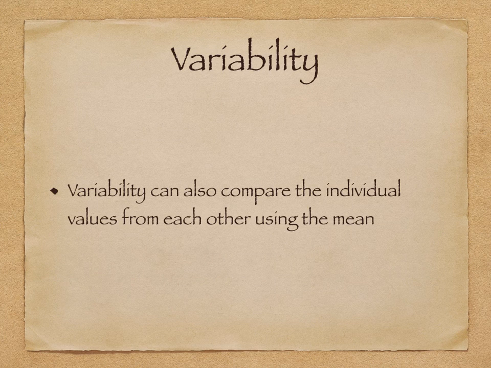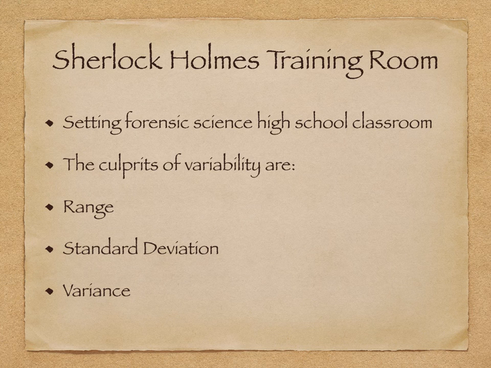You can compare how each individual value differs from the mean when you discuss and look at variability. So let's go into the Sherlock Holmes training room. The setting is a forensic science high school classroom. The culprits of variability will be range, standard deviation, and variance.